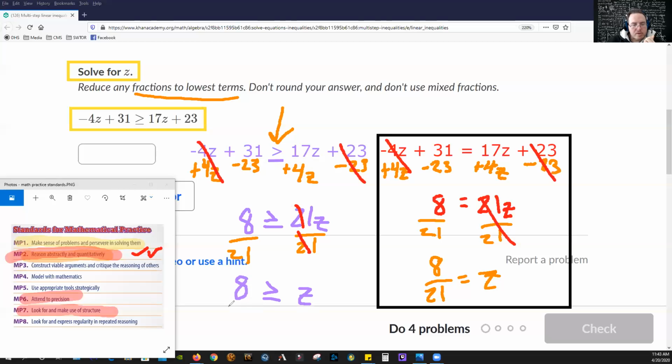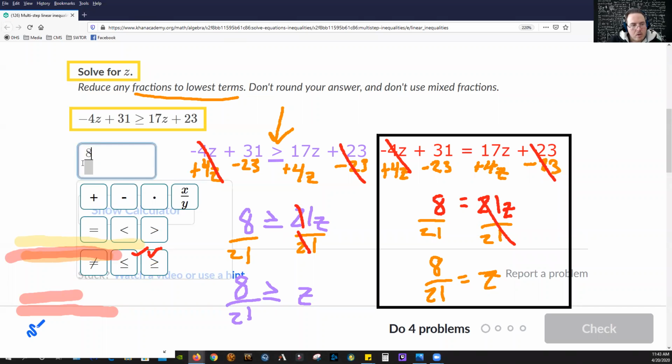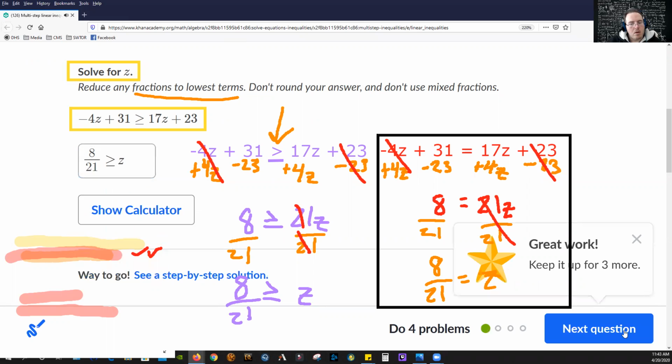So you might notice a similarity between the inequality answer and the equation answer, and that is basically the work is the exact same. Let's just see if I didn't make any boo-boos. So let's do 8 over 21 is greater than or equal to z. It took it. Okay.